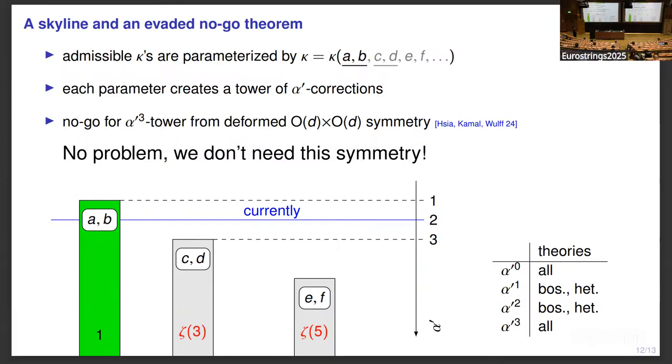And then these two new parameters will give rise to a new tower, which starts at alpha prime cubed. And this is exactly the one you need to capture the theta-3 transformations. This is very nice because it circumvents a no-go theorem for this alpha prime to the power of 3 tower, that you cannot obtain it just from a hidden symmetry. But of course, we do not just need this hidden symmetry, we have an infinite dimensional symmetry.